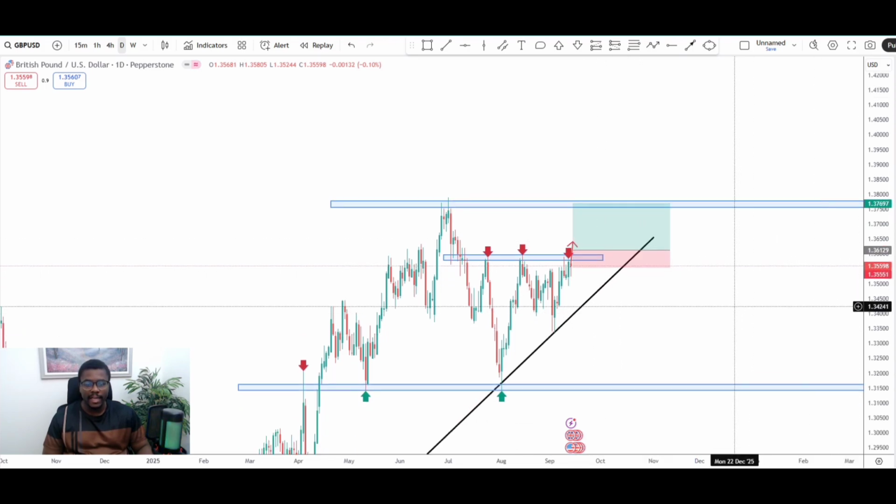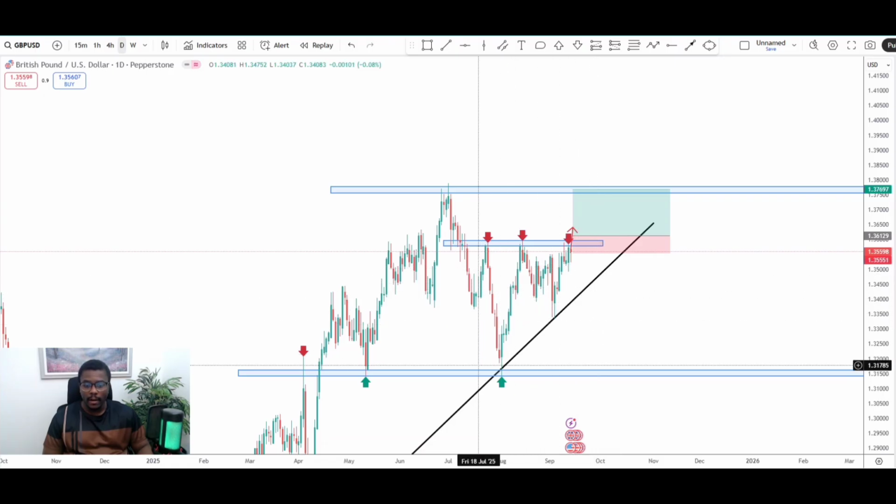I've identified the key areas that I'm looking out for. I've identified my trend as well. I'm just waiting to see what sort of reaction price gets to this key area and wait for my confirmation before taking my trade.